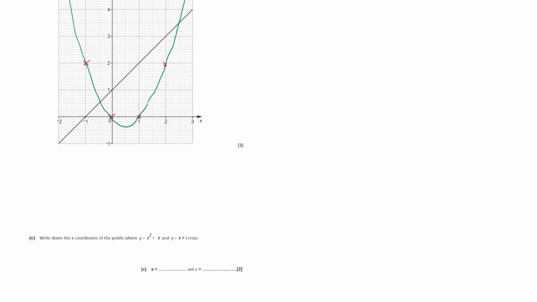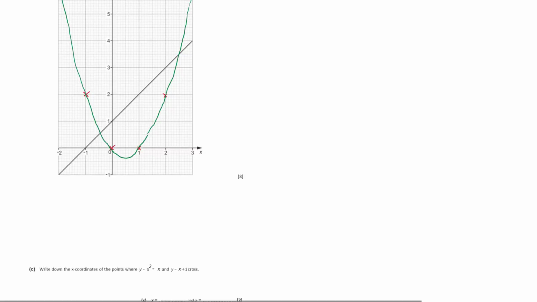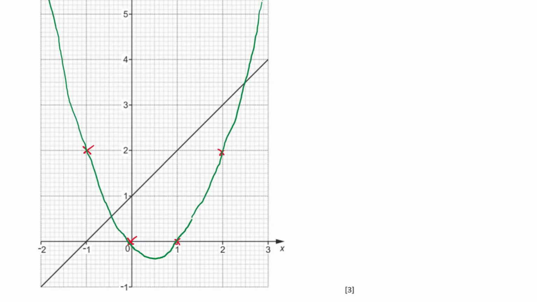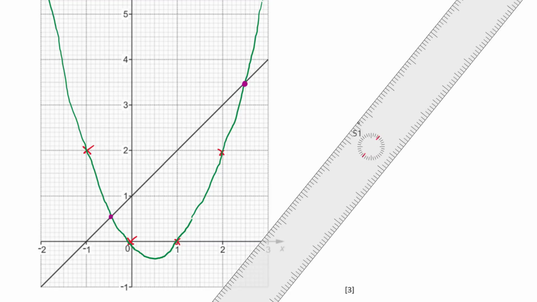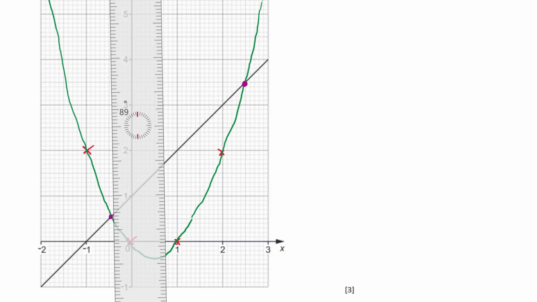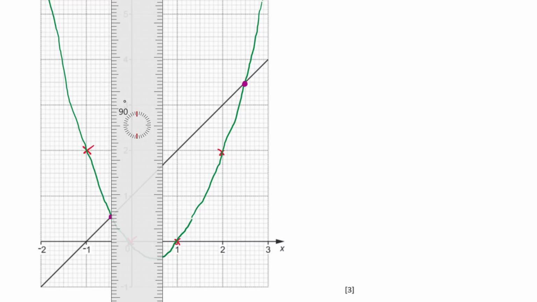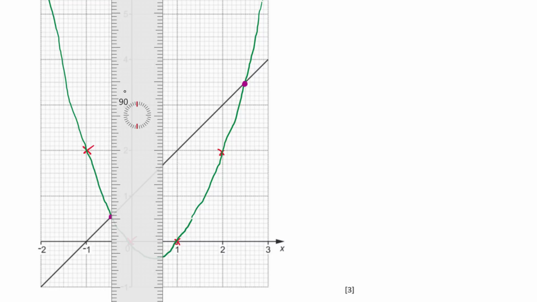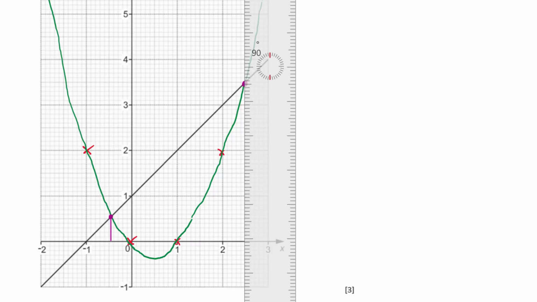Now the last part says write down the x coordinates of the points where the two graphs cross. Now you can see they cross in two places. They cross here, look, and here. Now we want the x value, so if I just get a ruler and I read down to the axes, it's probably the easiest thing. Over here.